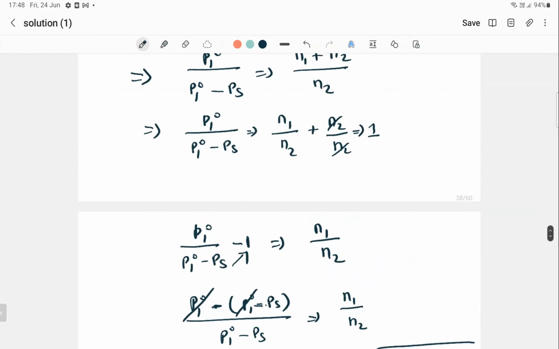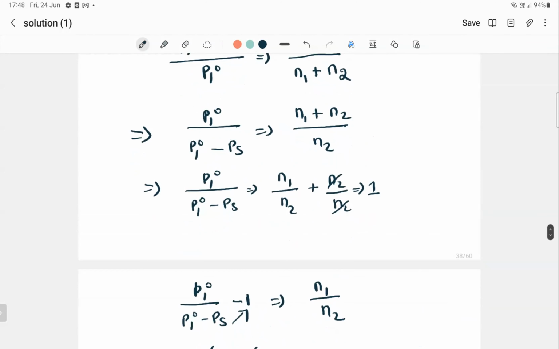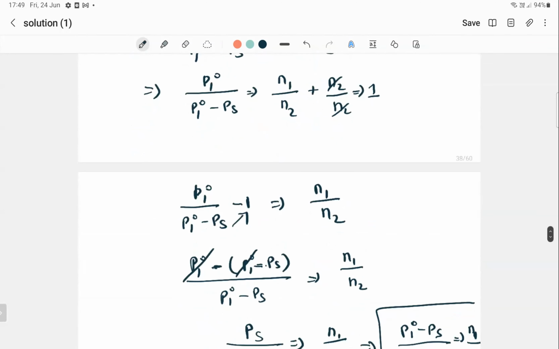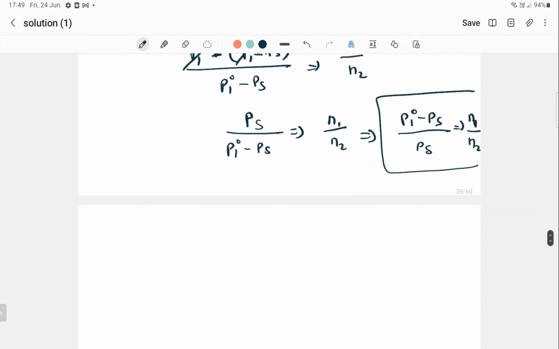you can ask me why we need to interchange the numerator and denominator. If you're not interchanging, the value of PS will be in minus. So that is why we have interchanged. Clear? So now use this formula. You have to solve the problem.